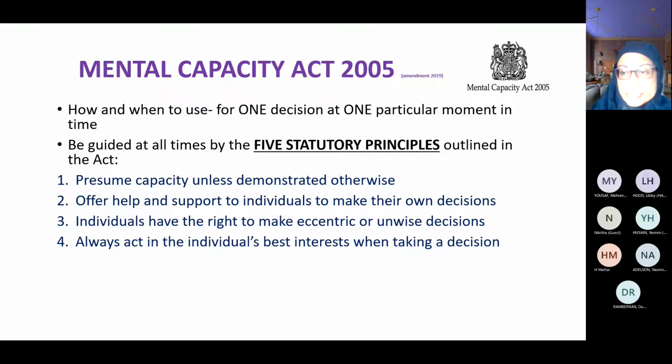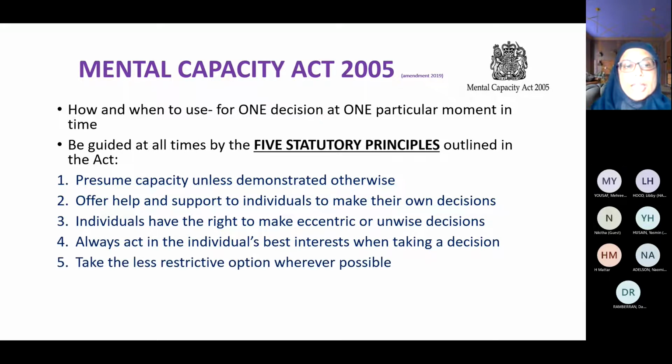Always act in the individual's best interests when taking a decision, and always take the least restrictive option wherever possible. So if a patient doesn't have mental capacity and they've always wanted to live at home, but now they can't manage so well, rather than putting them straight into a nursing home, we could put in a care package first. So, carers going in 4 times a day to help them. So that would be the least restrictive option.